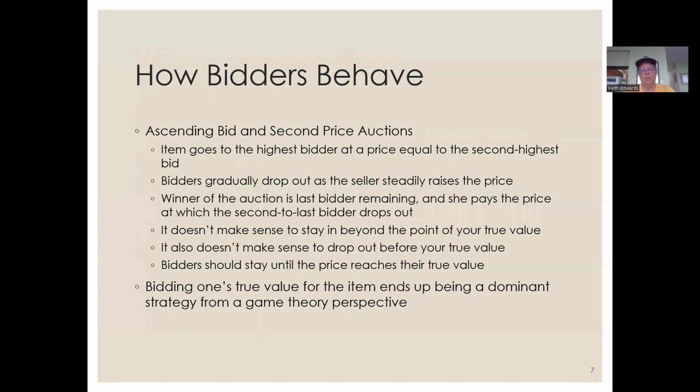Ascending bid and second price auctions: the item goes to the highest bidder at a price equal to the second highest bid in those second price, or Vickrey, auctions. The bidders gradually drop out as the seller steadily raises the price. The winner of the auction is the last bidder remaining, and he or she pays the price at which the second to last bidder dropped out.